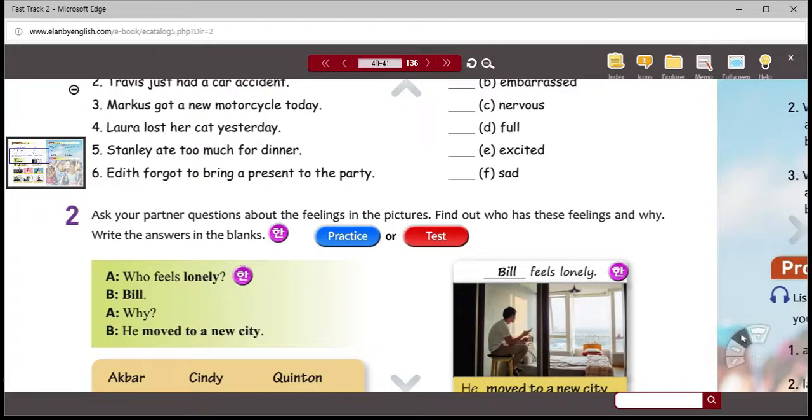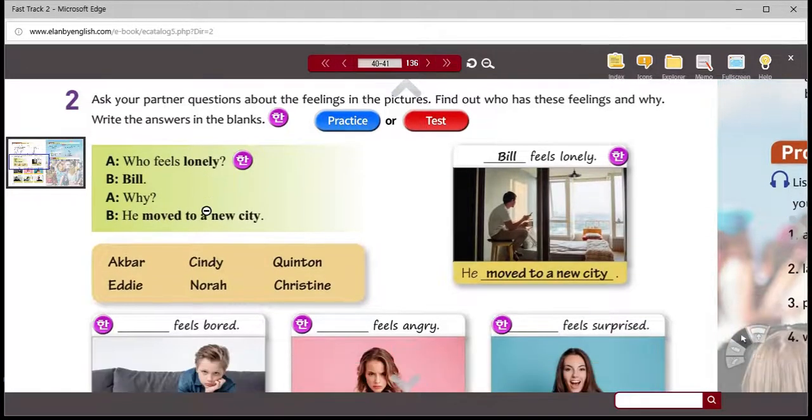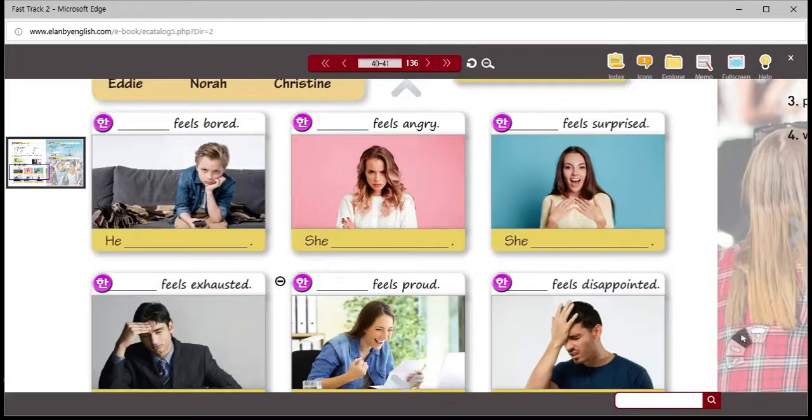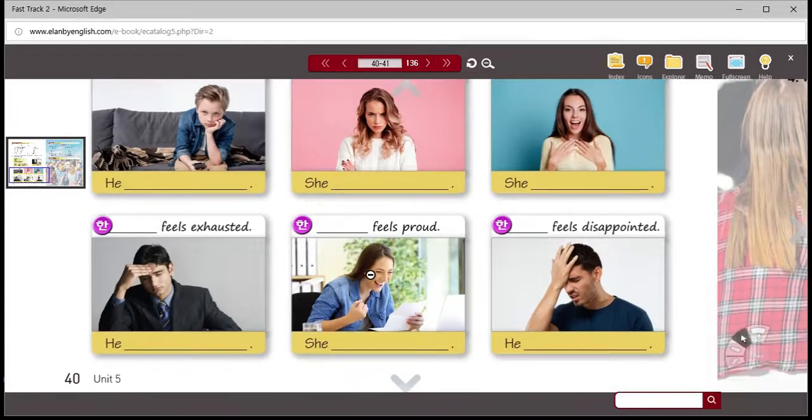Okay. When you're done answering her questions, then you, student B, can ask questions about Akbar, Cindy, Quentin, Eddie, Nora, and Christine. Okay. One of them feels bored, another feels angry, another feels surprised. Okay. You can find out who feels that way. Okay. Then you can find out why he or she feels that way. Okay. All right, good luck, and you can check the answers on ebook, and we'll see how you do. Okay. That concludes Unit 5.